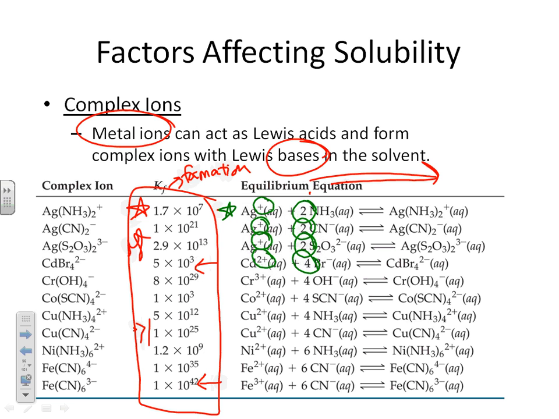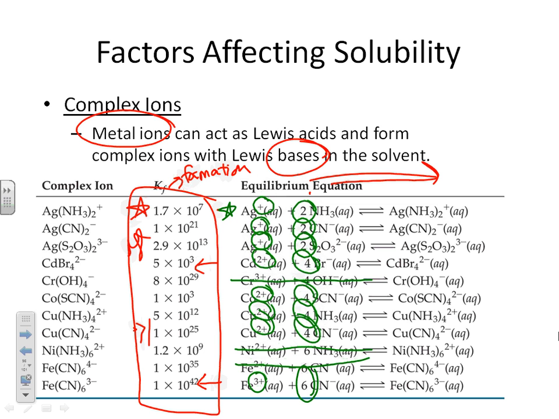I'm going to skip this one because it doesn't fit the pattern. Charge on the cobalt is +2. There are 4 thiocyanates that form with it. Charge on the copper is +2, 4 ammonias. Charge on the copper is +2, 4 cyanides. That one doesn't fit. Iron, that one doesn't fit, but this one does. Iron is +3, 6 cyanides.